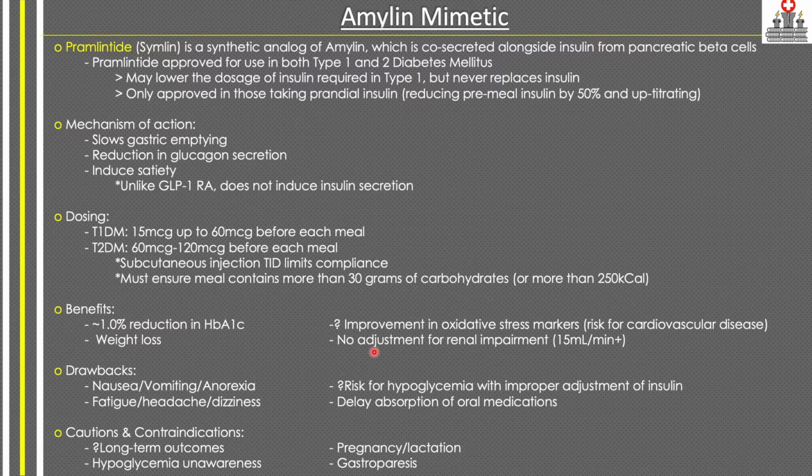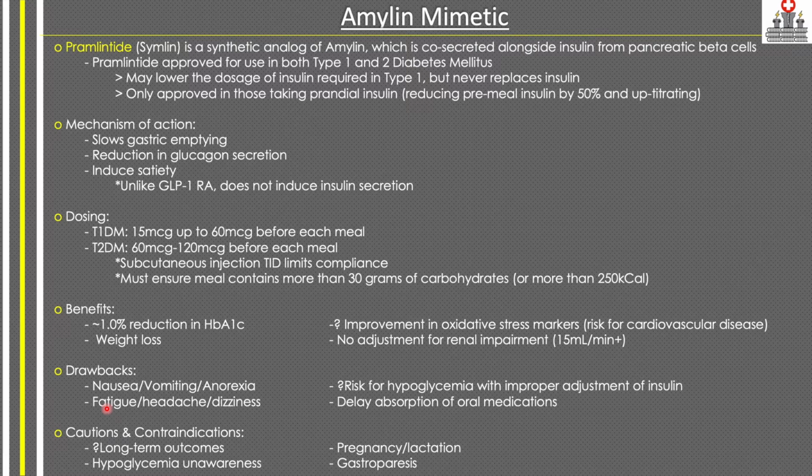It appears that in patients with renal failure, it does not need a dose adjustment unless it's less than 15 milliliters per minute, which again is very important to note. Now, drawbacks to this medication. Like the GLP-1 receptor agonists, patients may experience severe GI discomfort, such as nausea, vomiting, anorexia. There are case reports of fatigue, headache, and dizziness, so we need to make patients aware of this.